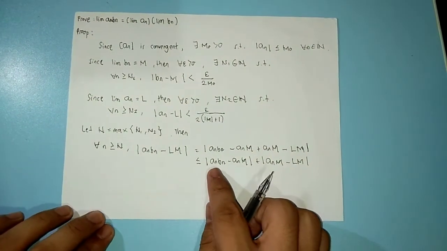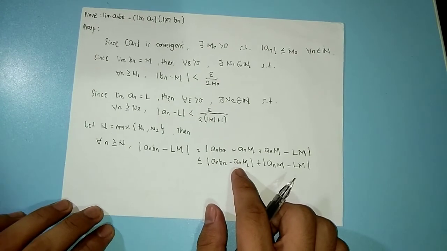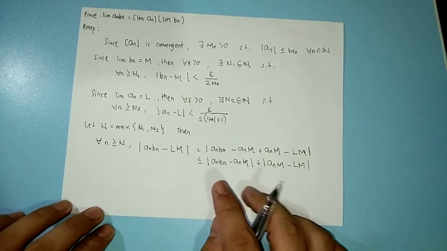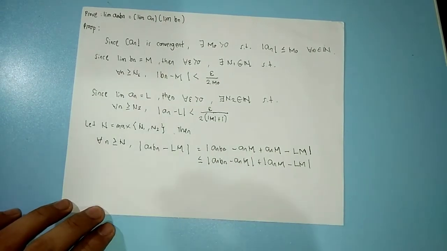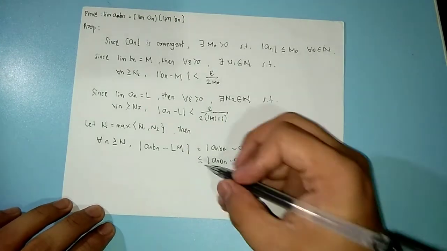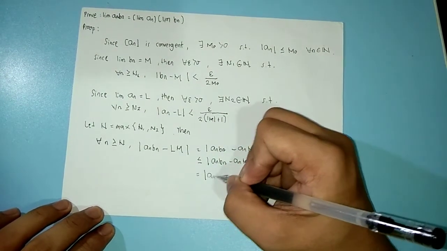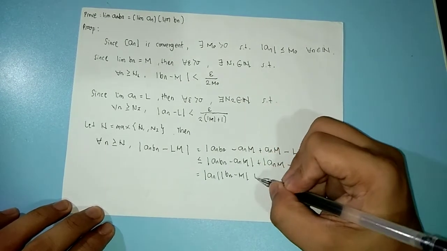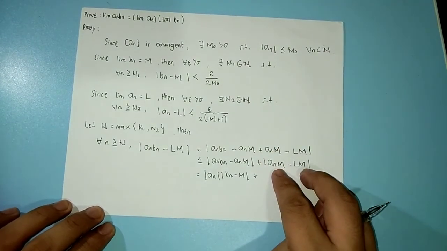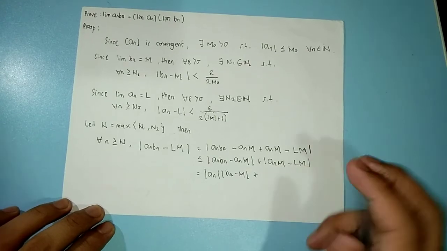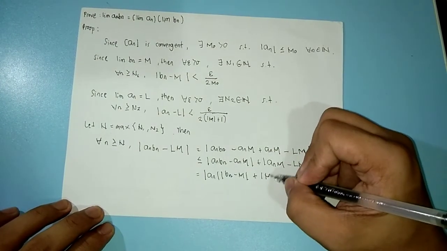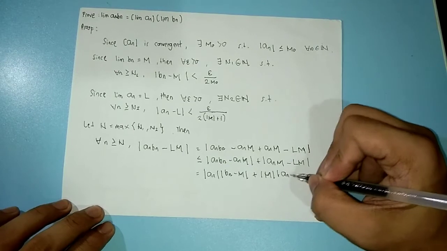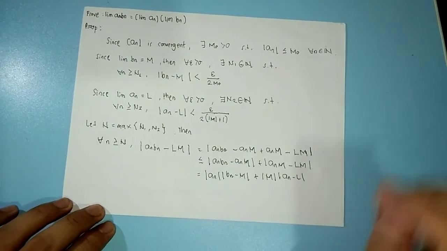Let's factor out a sub n here. So there is a common factor a sub n. Then let's also use the property of absolute value, so let's also take out a sub n. So this is equal to the absolute value of a sub n times the absolute value of b sub n minus m, plus I also factor out m, then take it out by the property of absolute value. So this will be the absolute value of m times the absolute value of a sub n minus l.